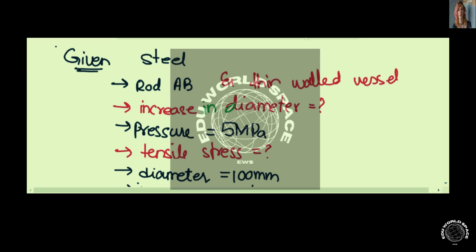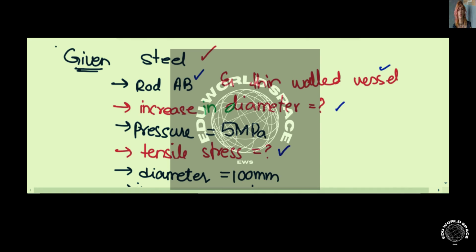So in this question, we are given the material steel, right? And we are given the information that there is a rod AB and it is a thin wall vessel. We are required to find out the increase in the diameter along with the tensile stress.